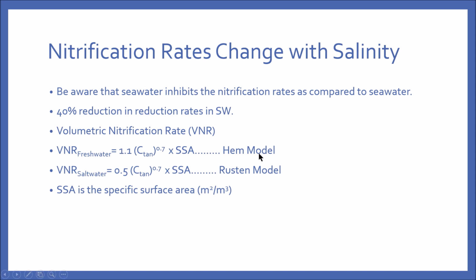This is the volumetric nitrification rate in freshwater versus saltwater for the same bacteria. As you can see, most of the coefficients are the same, but there is a constant in front for saltwater, which is 0.5 as compared to 1.1 in freshwater, suggesting that freshwater nitrification is almost twice as fast as saltwater. So it is very important for you to estimate biological filtration on a saltwater basis.